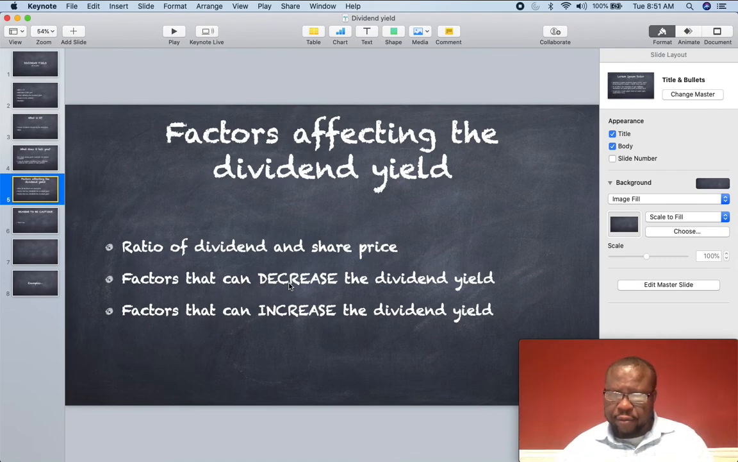And we'll talk about that later. And the dividend yield can also increase if you increase the annual dividends, so they're going in opposite directions. So the dividend yield can increase by lowering the share price or increasing the annual dividends. We're going to get back to that.